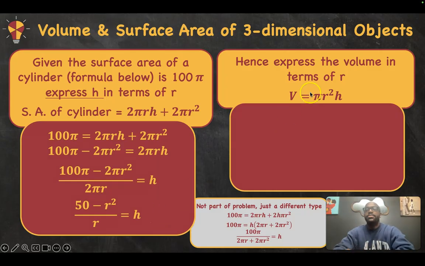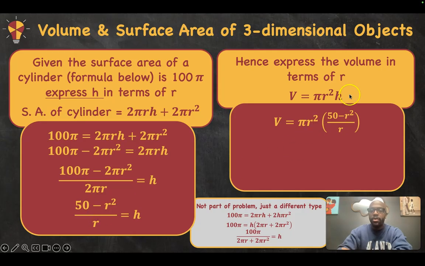Now the final portion. Hence express the volume in terms of r. So you want to express this volume, which is this formula here, but in terms of r. But the pi r squared is fine. But if it's in terms of r, that should be the only variable over there. You have an h over here. So you got to rewrite this h in terms of r, but luckily we already have done it. So we replace h with the 50 minus r squared over r.